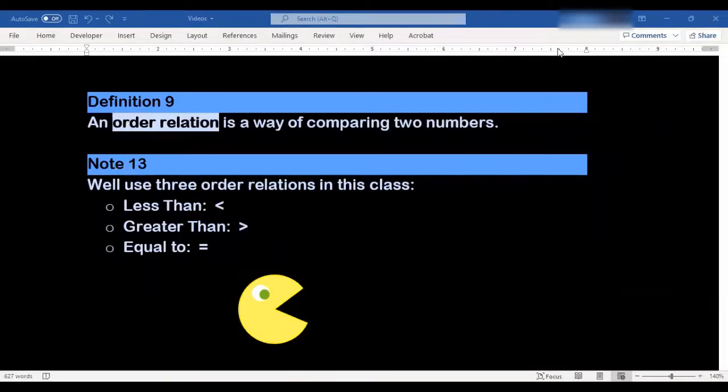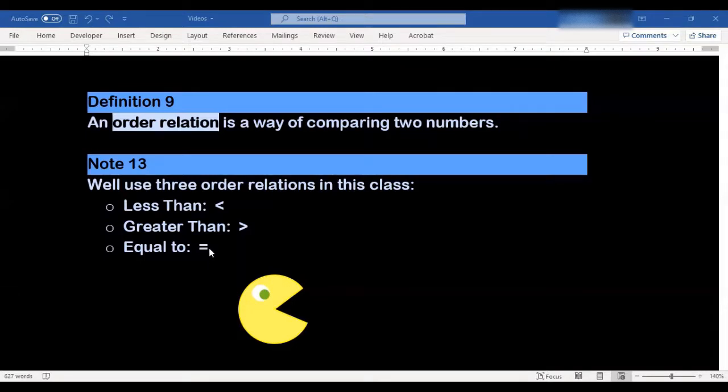So let's start out with a definition. An order relation is a way of comparing two numbers. In this sense, we're going to have three different order relations. This is covered in note 13. The three order relations we're going to use in our class are less than, which looks like this symbol, greater than, which looks like the less than, just pointing the other way, and the equals to sign.